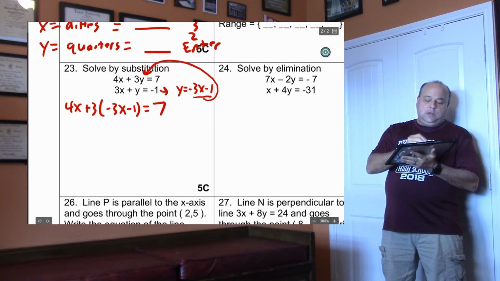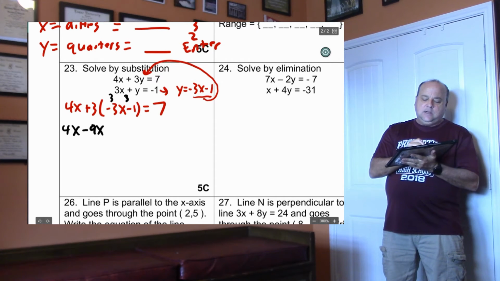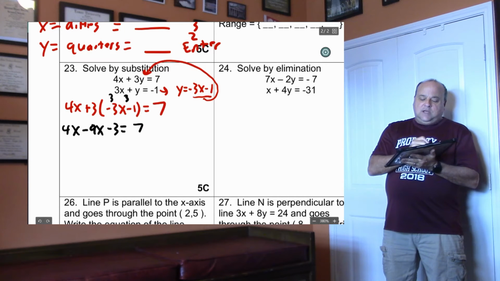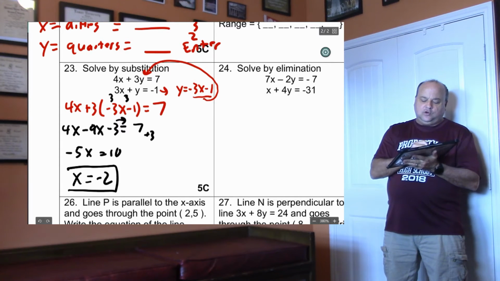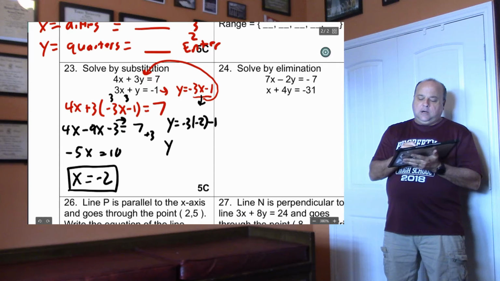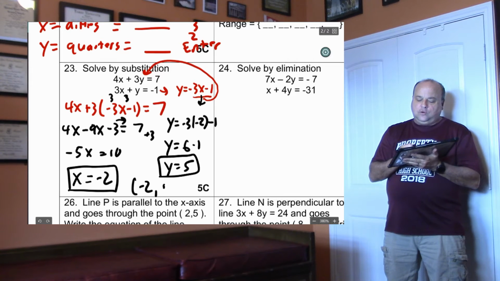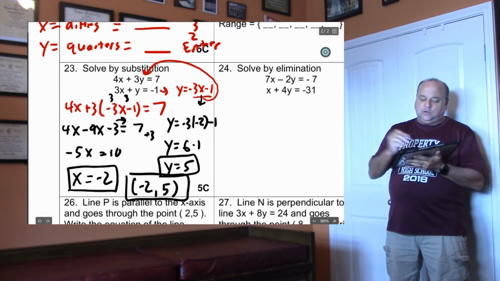So I'm going to distribute the 3, and I'm going to get 4x minus 9x minus 3 equals 7. 4x minus 9x is negative 5x. Move the 3 over. I get 10. Divide by negative 5, and I'm going to get x equals negative 2, aren't I? Then I'm going to take that negative 2 and put it right here. And I'm going to get 6 minus 1, which is 5. So my ordered pair would be negative 2, comma 5. That would be my answer, wouldn't it?